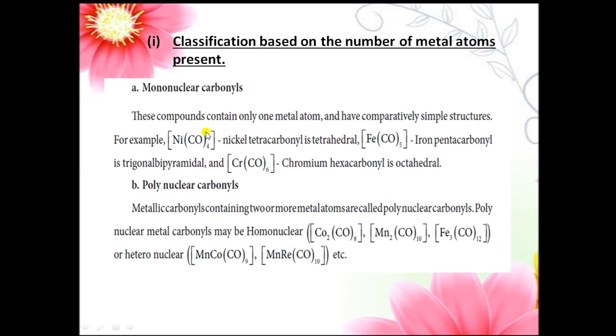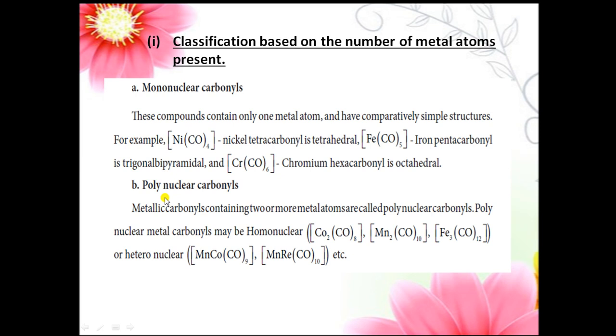In the mononuclear carbonyl, the carbonyl group is attached to only one metal. For example, nickel tetracarbonyl, whose structure is tetrahedral in shape. Iron pentacarbonyl has a trigonal bipyramidal shape. In these examples, only one metal is attached to the carbonyl. The next example is chromium hexacarbonyl, whose structure is octahedral in shape. In that, the chromium metal is attached to the carbonyl group.